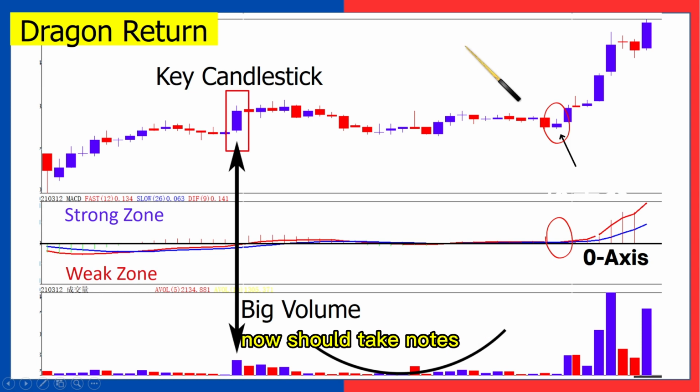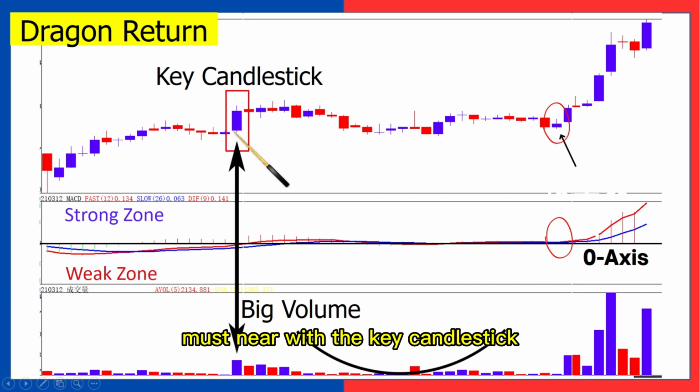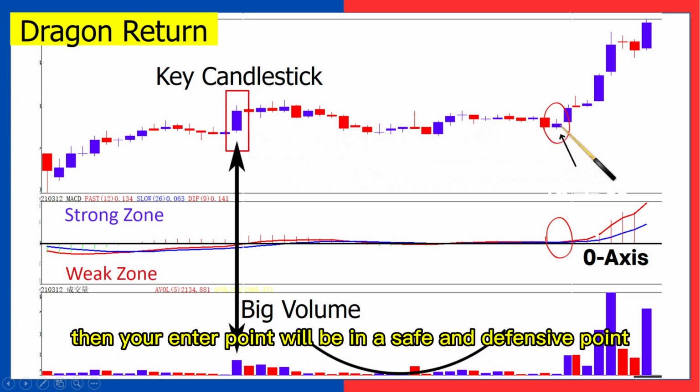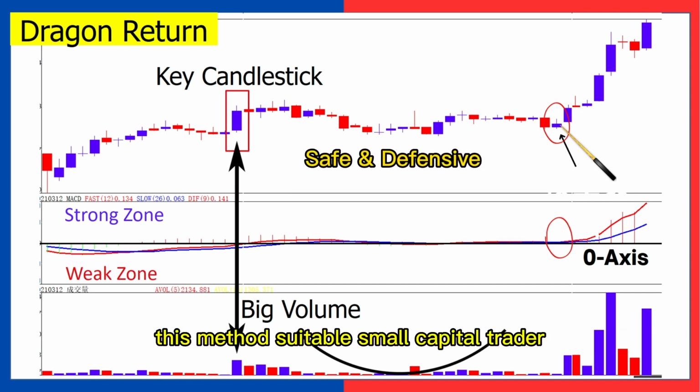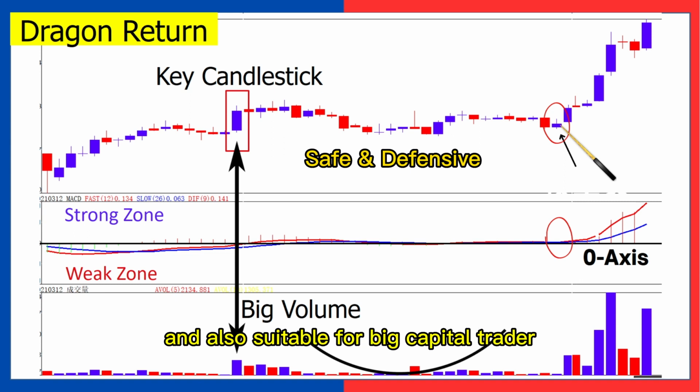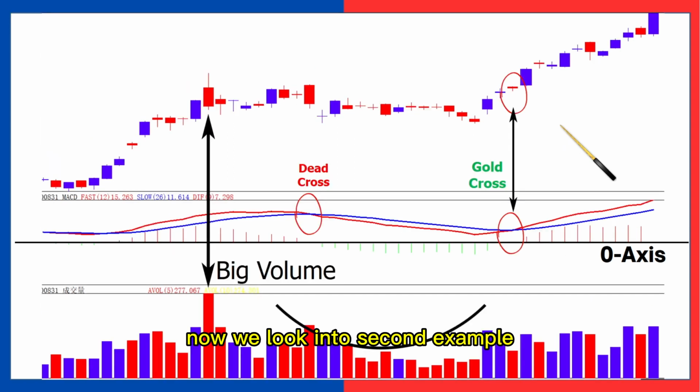Now take notes. This entry point price must be near the key candlestick. Then your entry point will be at a safe and defensive point. This method is suitable for small capital traders and also for big capital traders. Now we look into the second example.